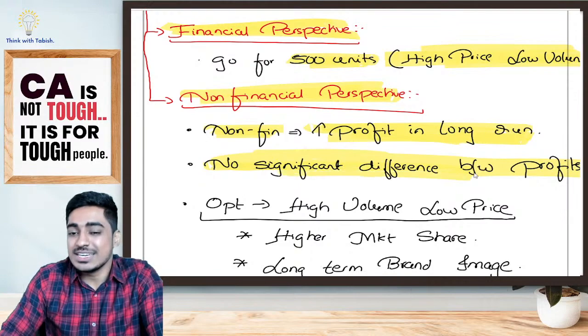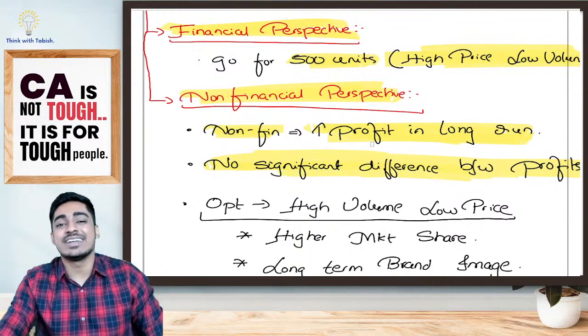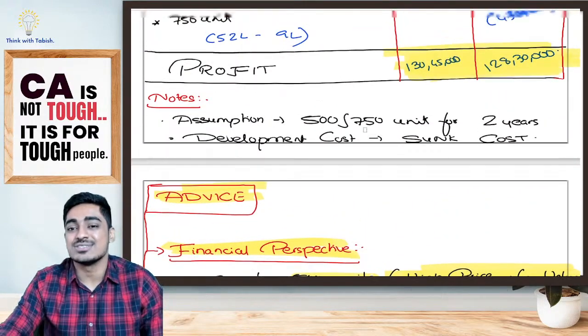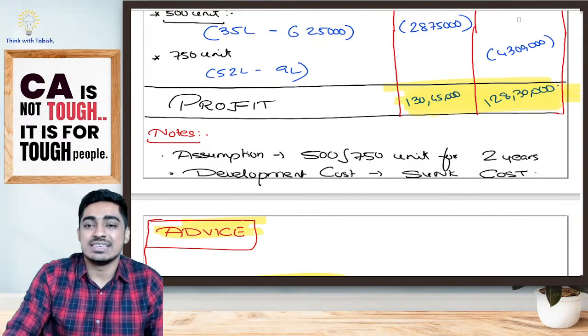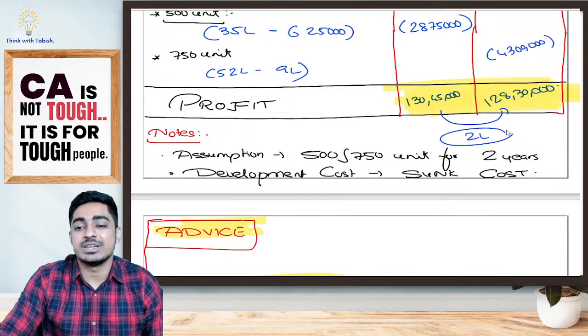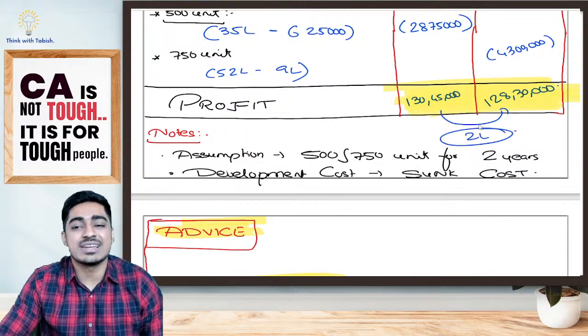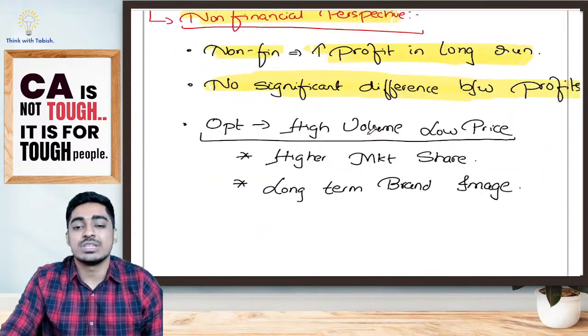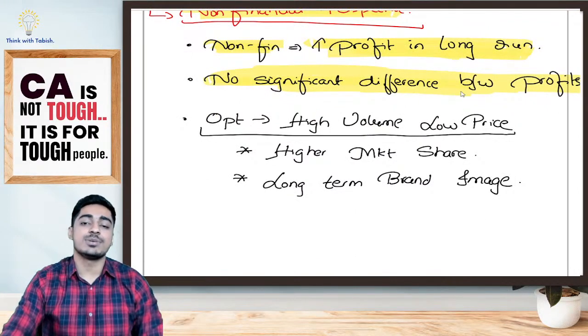This is a mistake from ICAI, because ICAI has calculated the amount in terms of thousands. So they are telling there is no significant difference. Yes, there is a difference, say for example, 2 lakh rupees approximately. Based on materiality, you can consider it is not a big difference as well. So they are telling there is no significant difference between the profits.